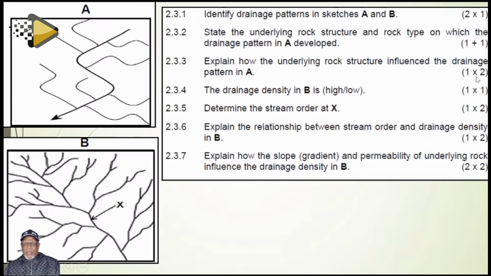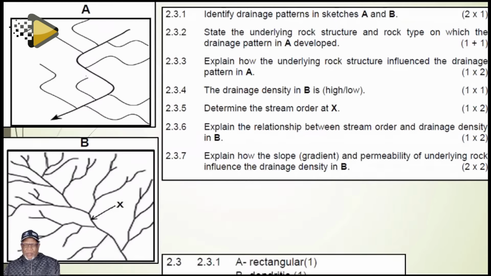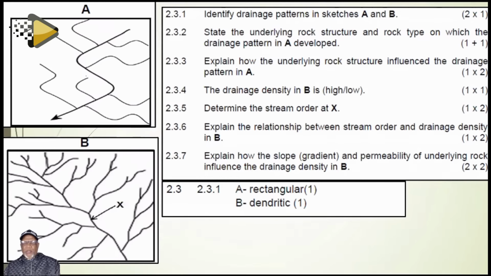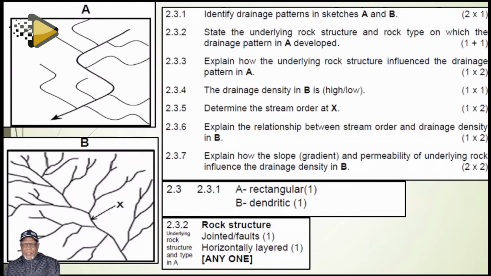Let's continue. Identify the drainage pattern in sketch A and B. Sketch A, we said the drainage pattern there is the rectangular pattern, and sketch B is dendritic. And then state the underlying rock structure and rock type on which drainage pattern A developed. We said number one, the rock structure is jointed, faults, or horizontal layered.